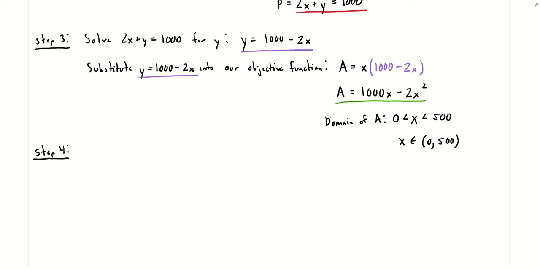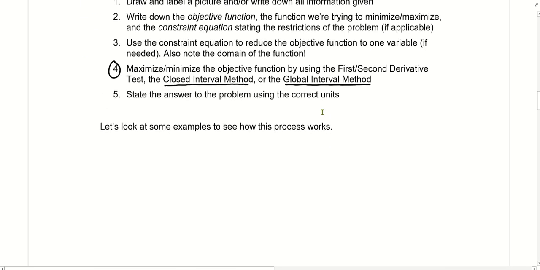This is an open interval. So this is a case where the closed interval method is automatically something we can't do because we don't have a closed interval. We need a closed interval in order to use the closed interval method. So we're going to want to go with the global interval method here.